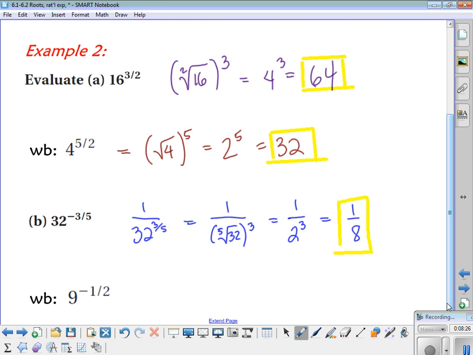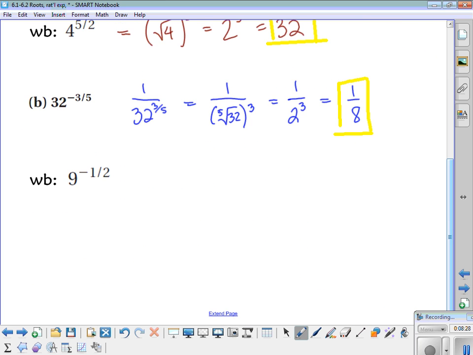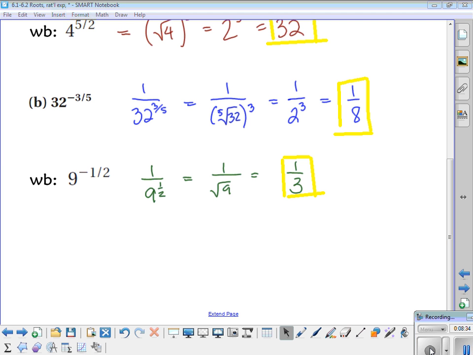All right, so you guys do this one on your whiteboards. All right, so most of you are coming up with 1/3. Did anybody have a question where the 1/3 came from? No? Good? All right, then moving on.